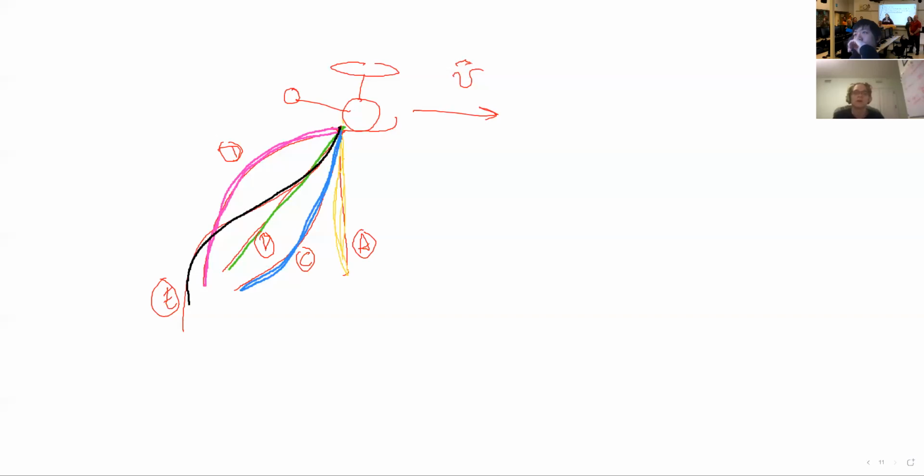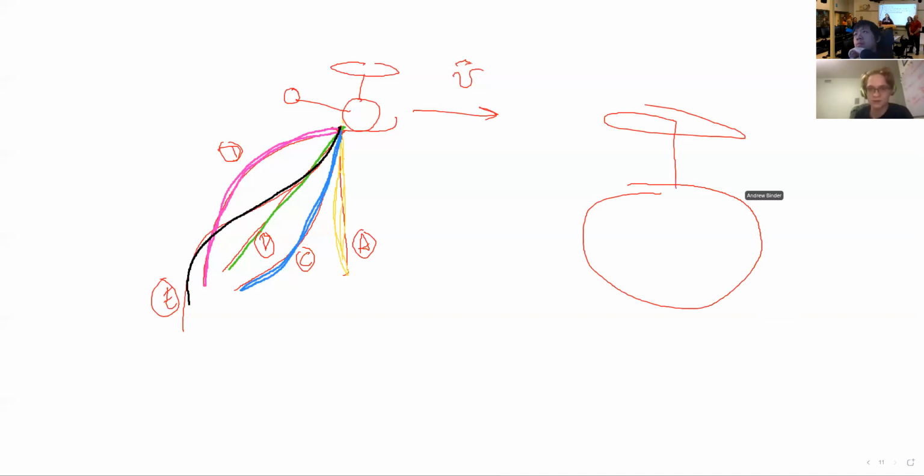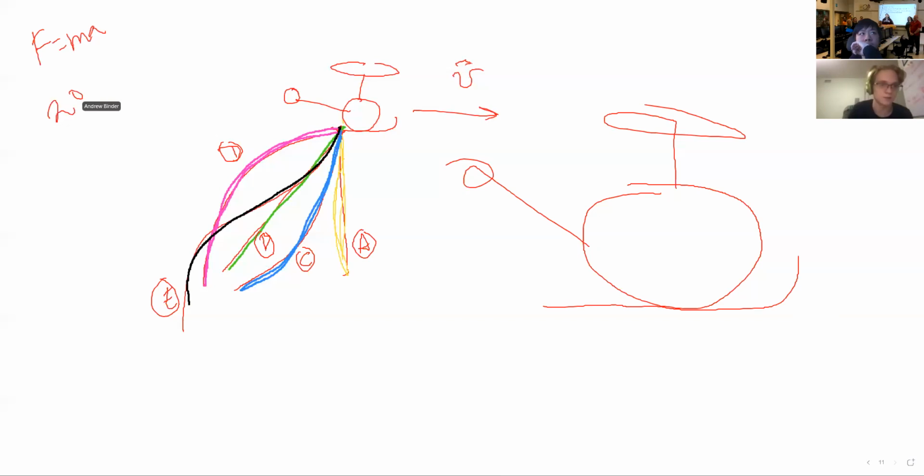Torque. Well, nothing's rotating here, so it can't really be torque. So let's go through this problem then. Okay, what we know, so let's draw this helicopter again. Let's draw a big helicopter this time. So here's our helicopter, right? This is F equals ma, 2014, problem 19.